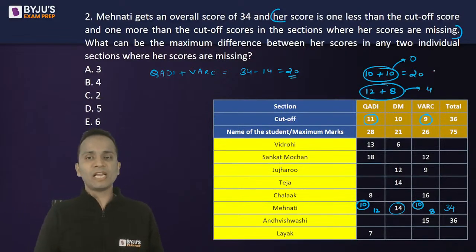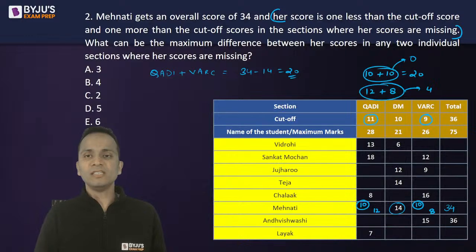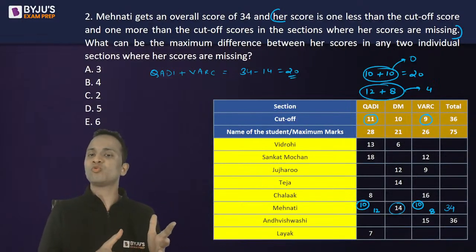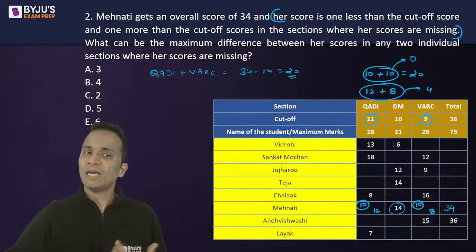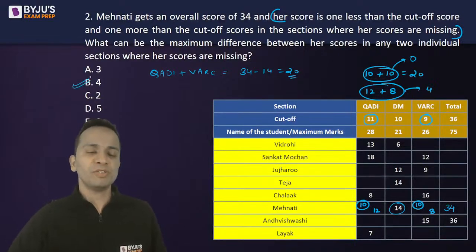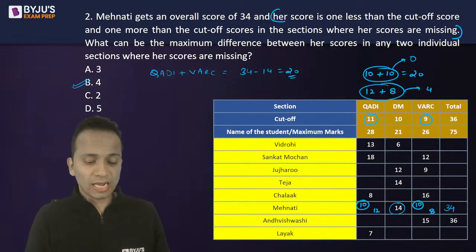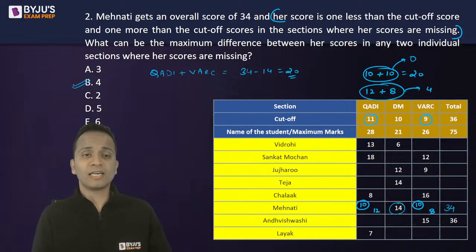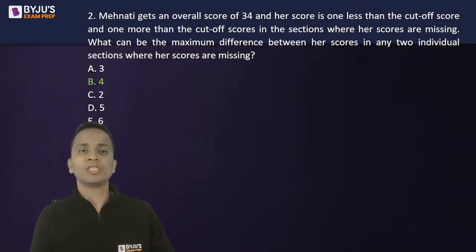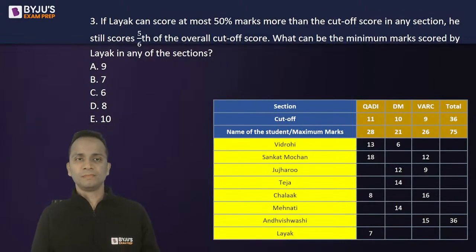So which possibility will I consider? I'll consider the possibility where the difference is maximum. So I will consider that her score in QADI is 12 and VARC is 8. That means the difference is 4, and that can be the maximum difference between her scores in the sections where her scores are missing. All right. So yes, Varad, 4 is the correct answer. Answer is option B. Now the third question of this set.